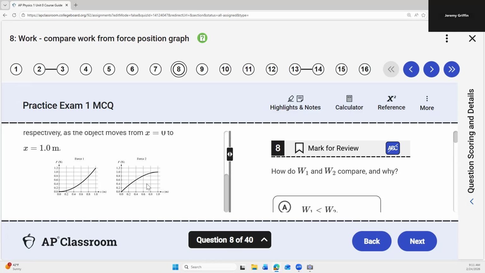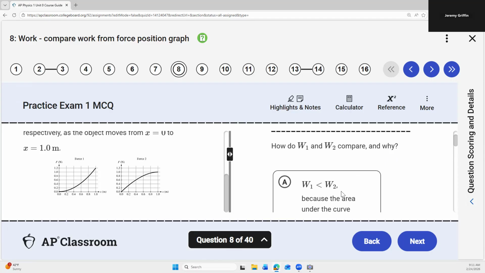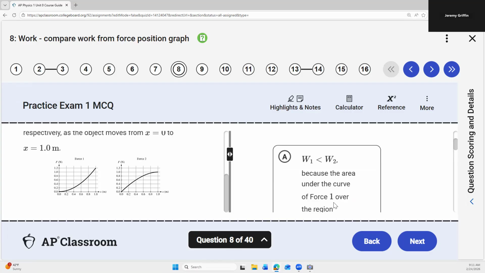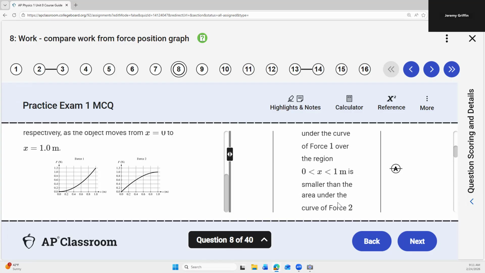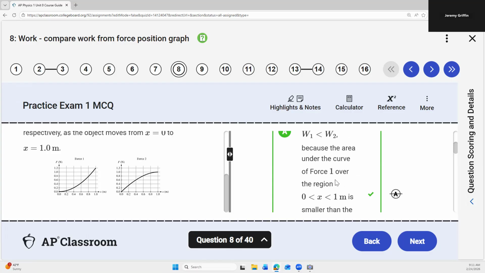Yeah, it's got to be scenario 2, doesn't it? Because you made a straight line shot. This one's shaving off a little bit. Straight line shot. This one's adding a little bit. Yeah, this one has to have more. So I think work 2 is more than work 1 because there's more area under the curve. Work 2 is greater than work 1 because the area under the curve of force 1 is smaller than that of force 2. I think that's the answer, isn't it? Is it A? It looks like A. I think it's A.